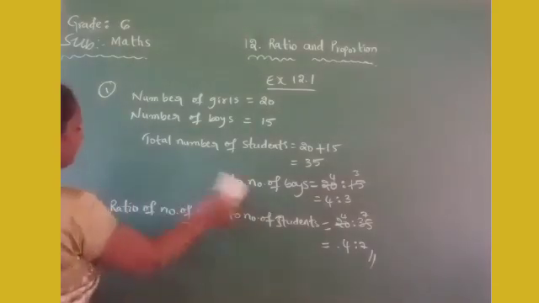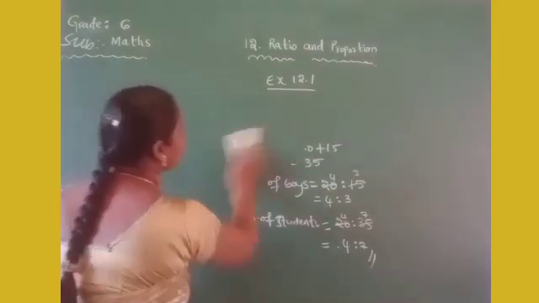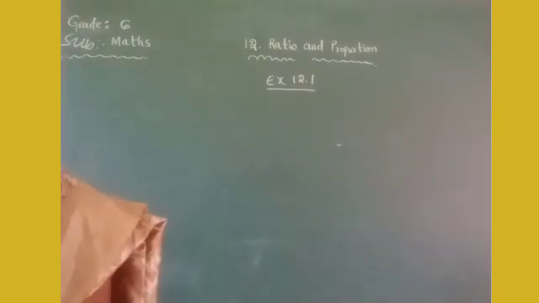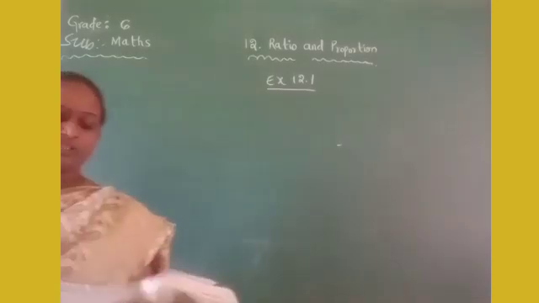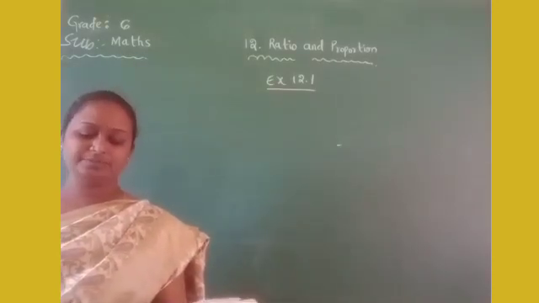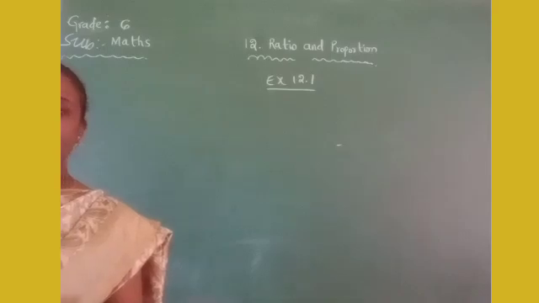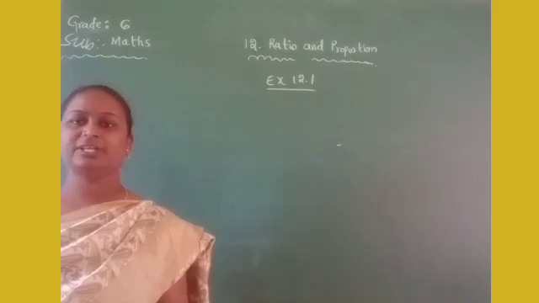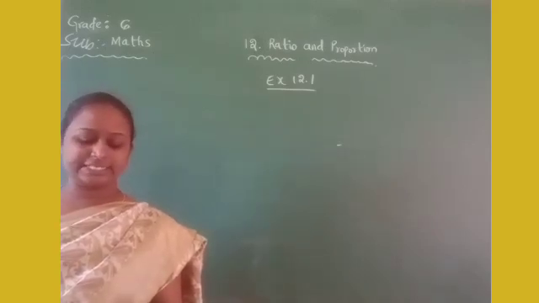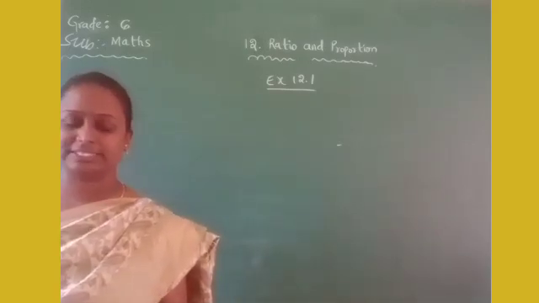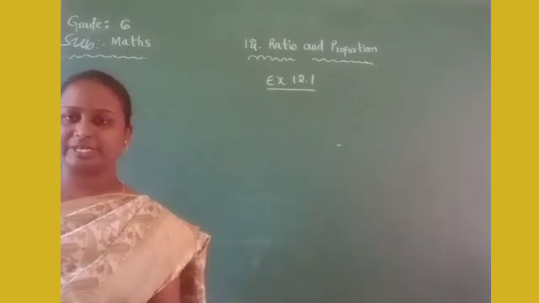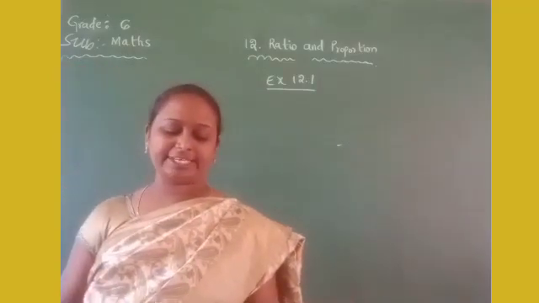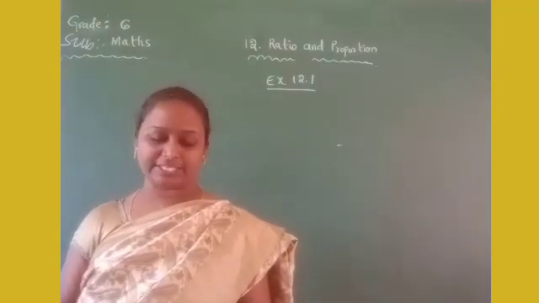Next, see the second question. What is the second question? Out of 30 students in a class, 6 like football, 12 like cricket, and the remaining like tennis. Find the ratio of number of students liking football to number of students liking tennis, and number of students liking cricket to total number of students. Here, 30 students are in a class, and the students like football, cricket, tennis. Three types of games are given.